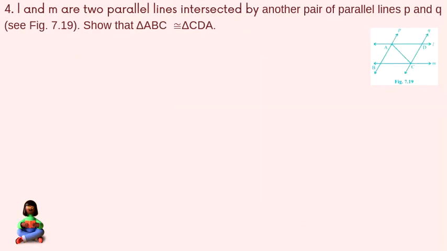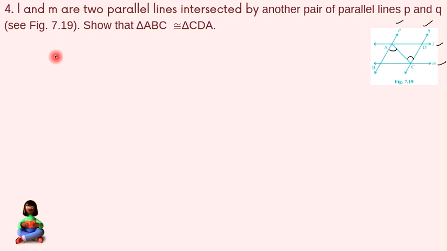Now the fourth question given to us is: L and M are two parallel lines intersected by another pair of parallel lines P and Q. Show that triangle ABC is congruent to triangle CDA. See, here we are given that L and M are two parallel lines intersected by two parallel lines P and Q. Now we have to prove that triangle ABC is congruent to triangle CDA. Now we can see that in triangle ABC and triangle ACD, these will be equal angles. Why? Because they are alternate interior angles.